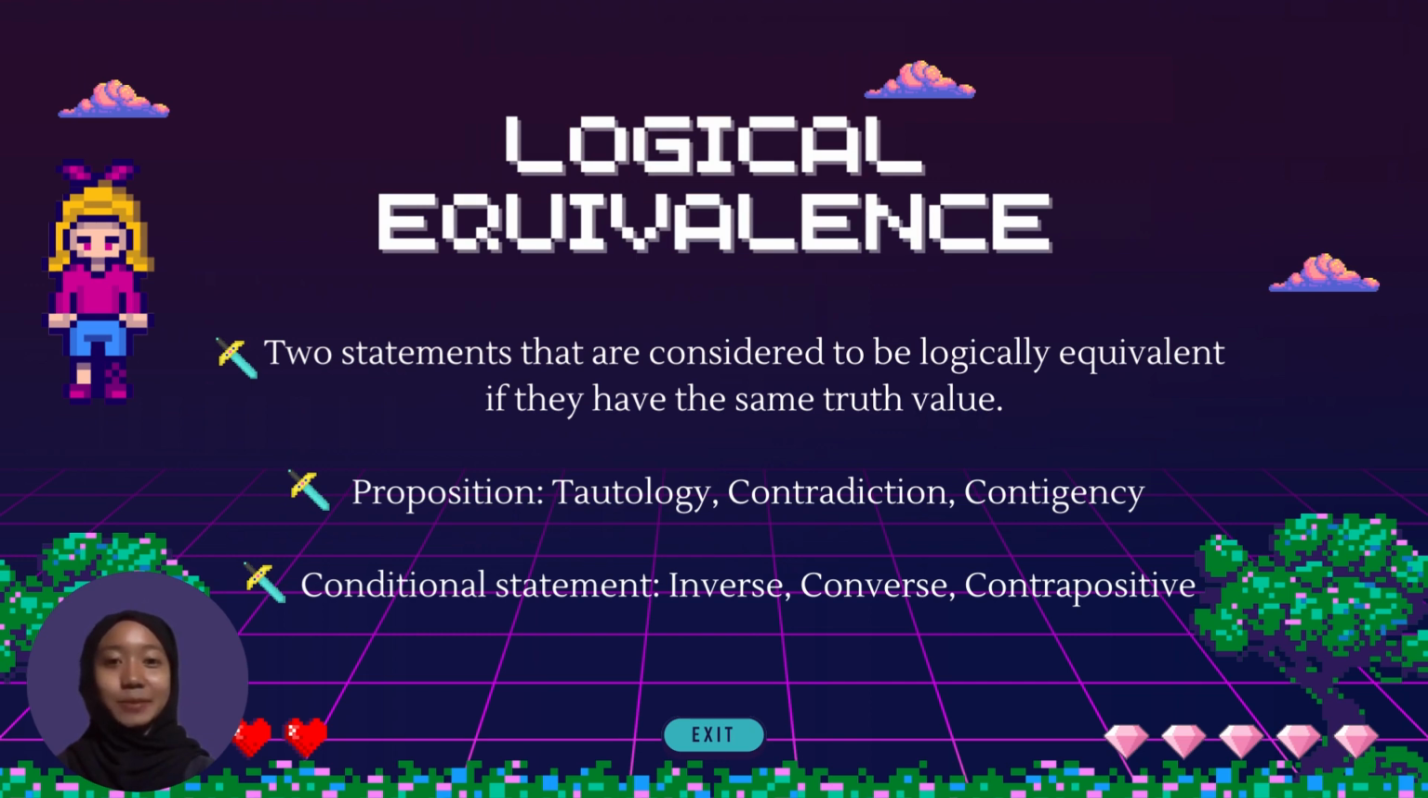Assalamualaikum and hi, my name is Alia Nur Kristina binti Azizi, and today I will be explaining about logical equivalence. So first thing first, what is logical equivalence? Logical equivalence is two statements that are considered to be logically equivalent if they have the same truth value. Logical equivalence consists of proposition and conditional statement. Proposition consists of tautology, contradiction, and contingency. And conditional statements consist of inverse, converse, and contrapositive.